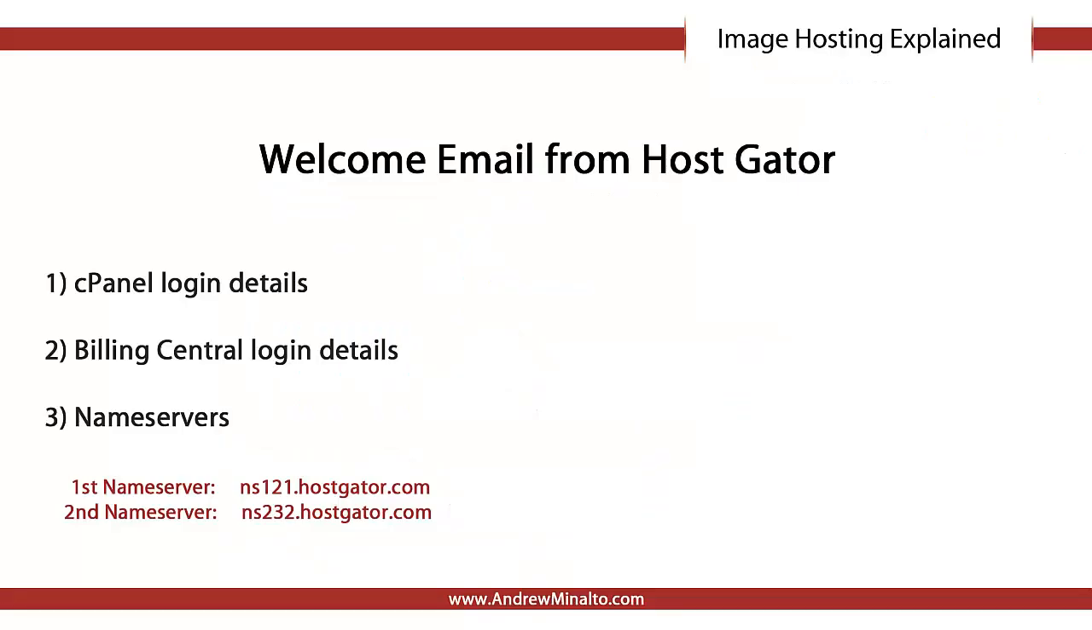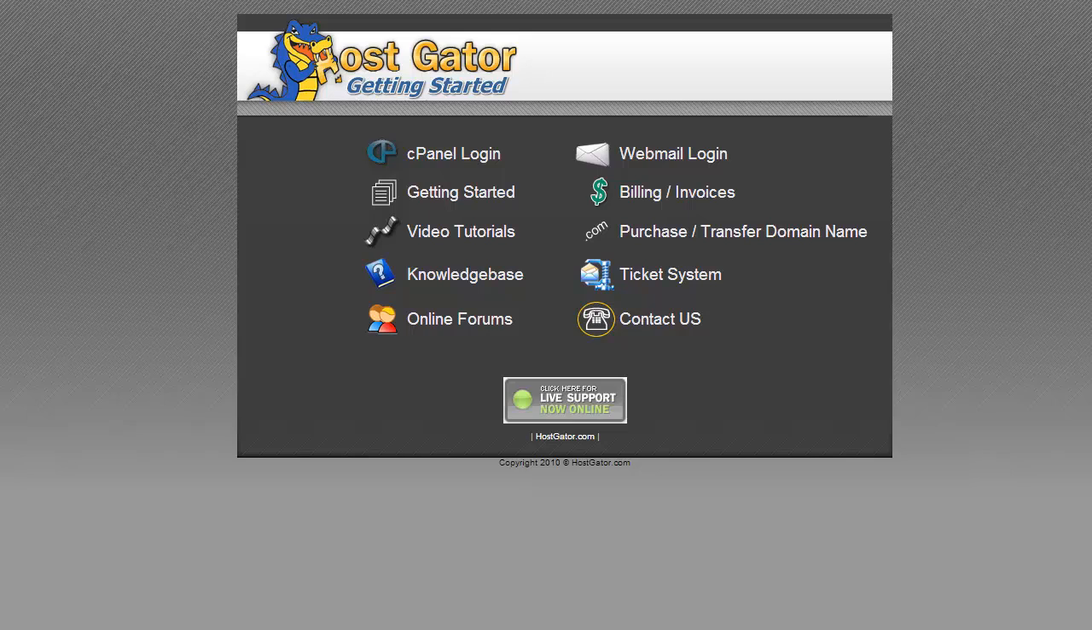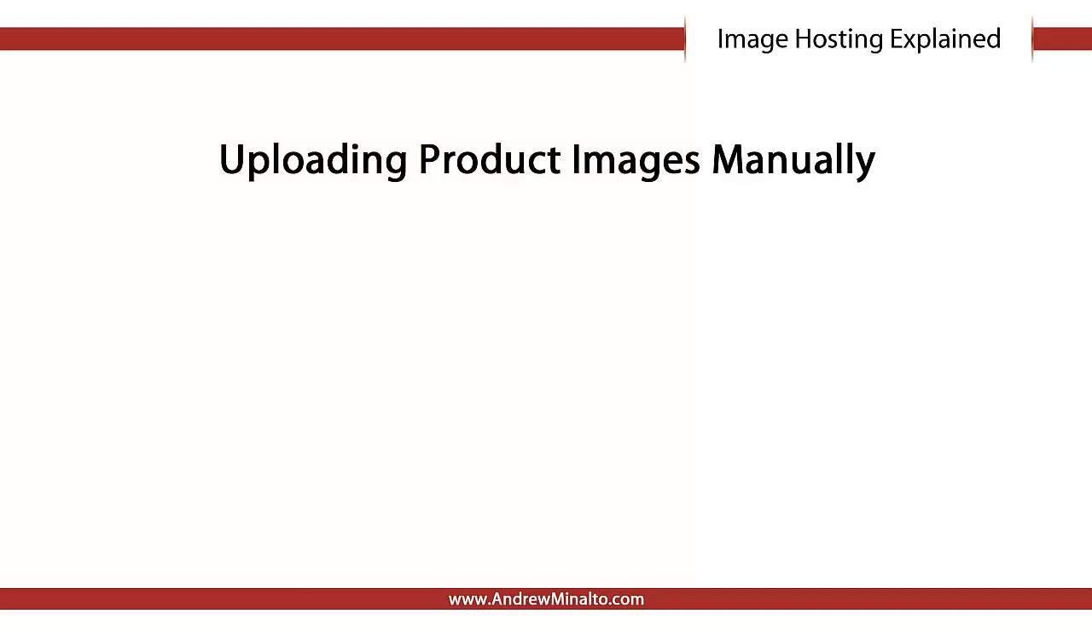It may take up to 24 hours for the new name server information to update. You'll see when this happens when you go to your domain name and the HostGator cPanel login page comes up. Then you're ready to proceed to the image uploading step. If you registered your domain with HostGator, you can ignore name servers as they're already configured and connected to your hosting account. Uploading product images manually.